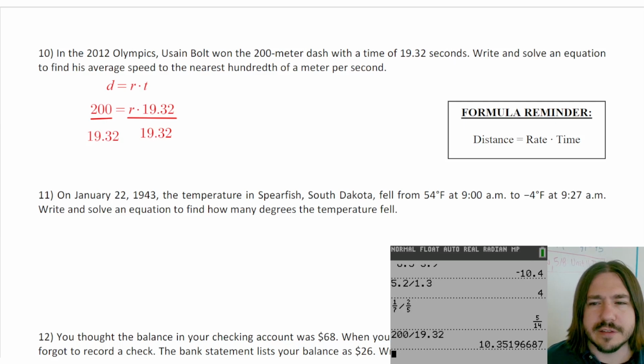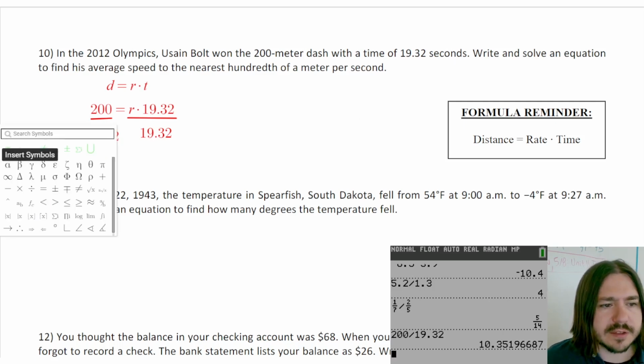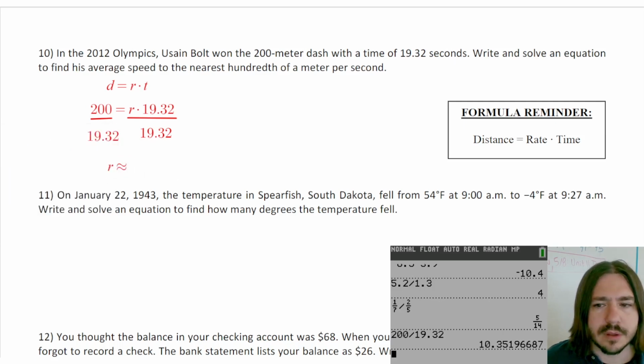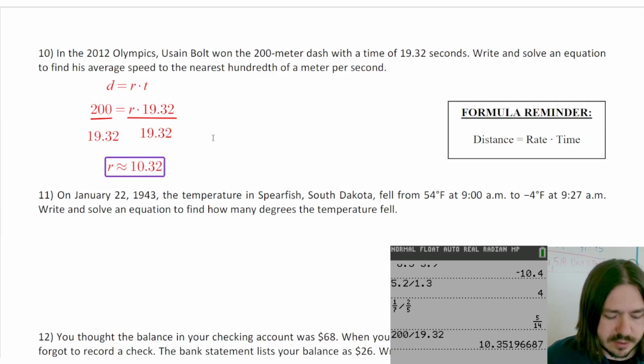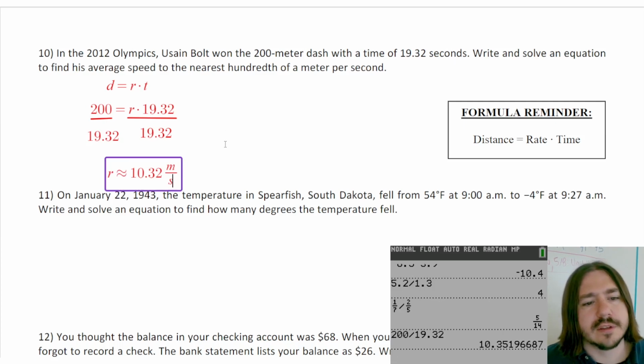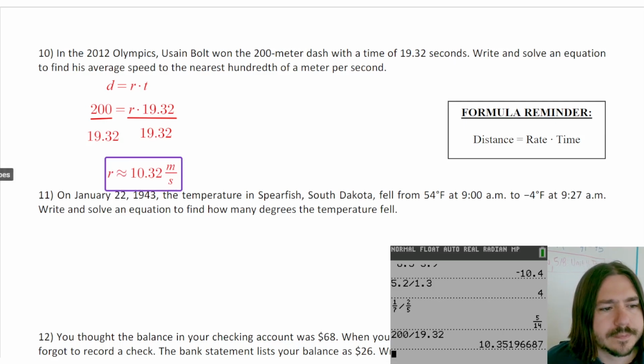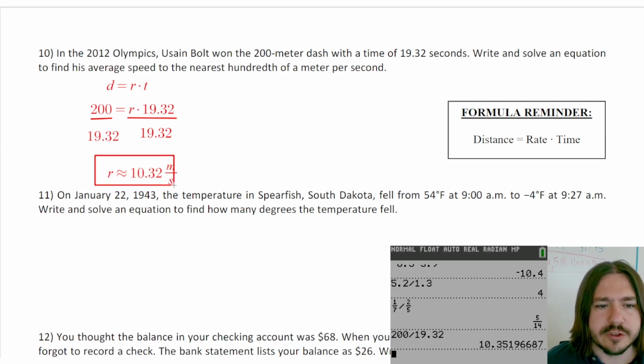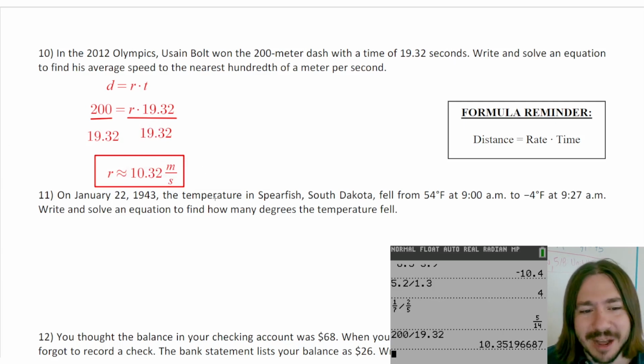And okay, so that gives me 10.3. It says the nearest hundredth of a meter per second. That's going to be 2 decimal places. So we'll say the rate is approximately, because we are going to round, so I'm going to use this little squiggle equals 10.35, and that's going to be in meters per second. Okay, so that would be his average speed to the nearest hundredth meter per second. That's pretty fast. It's a lot faster than I can run, obviously.